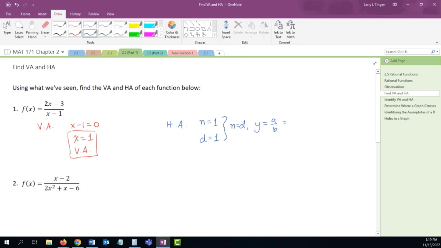Leading coefficient for the numerator here is 2. Leading coefficient for the denominator is 1. 2 divided by 1 is 2. So that means I'm looking at a horizontal asymptote of y equals 2. All right.